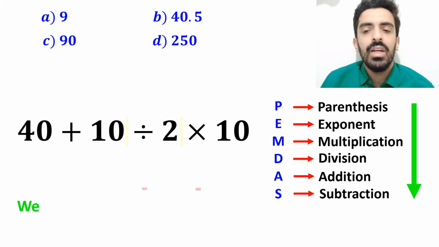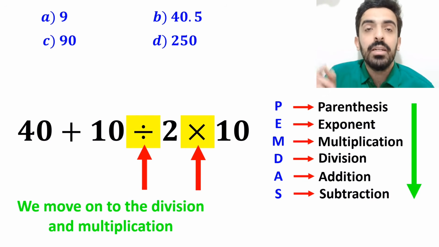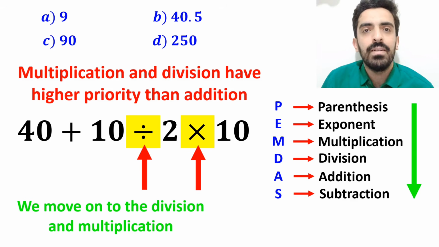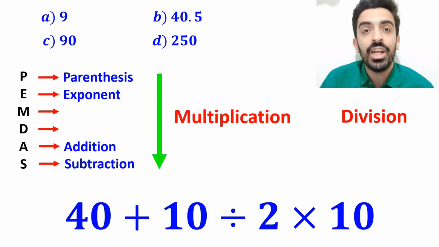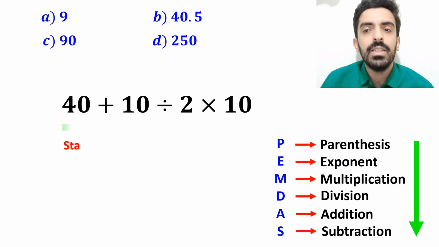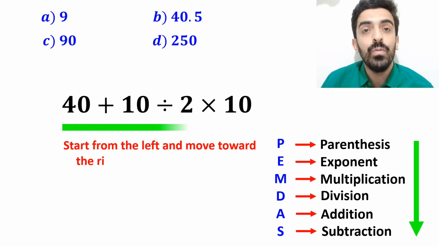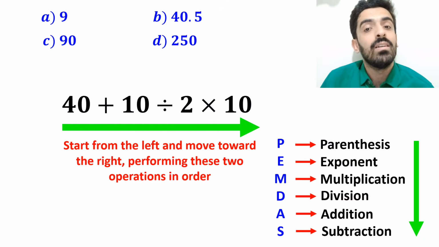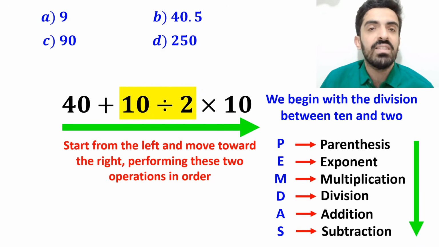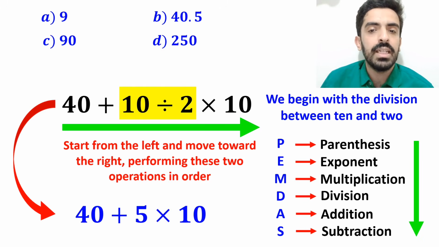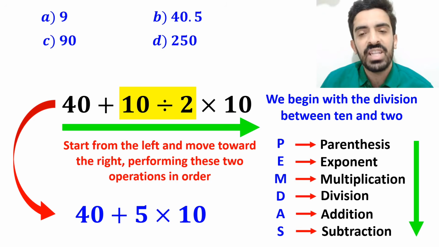And the next step, we move on to the division and multiplication because multiplication and division have higher priority than addition. However, it's really important to understand that multiplication and division have equal precedence. In this situation, the best approach is to start from the left and move toward the right, performing these two operations in order. So, we begin with the division between 10 and 2. And instead of this expression, we can write 40 + 5 × 10.